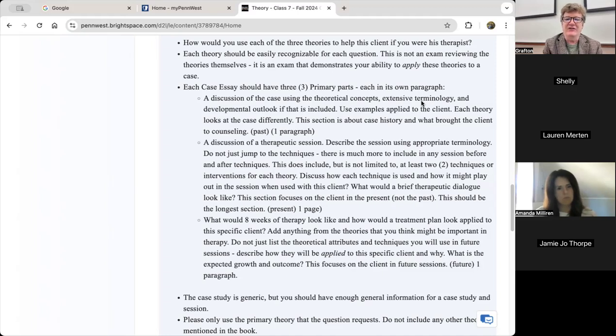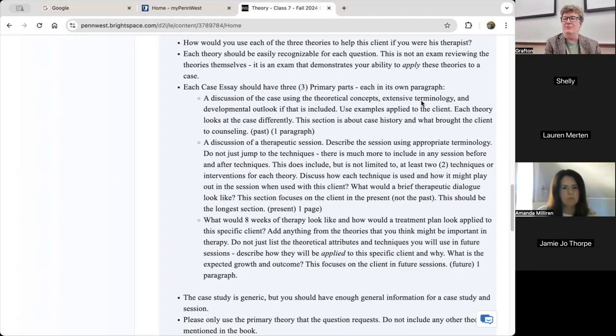The second section, this is the most important section, is a discussion of a therapeutic session. It's not the first session. You're not gathering information. You already have the case history, so you're not getting to know the client. We're jumping into the issue. Describe the session using appropriate terminology.